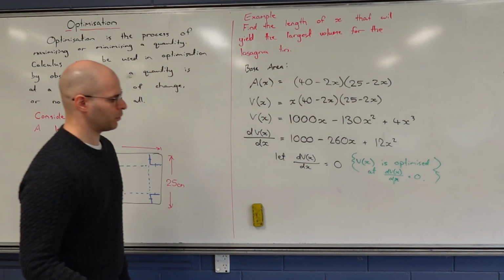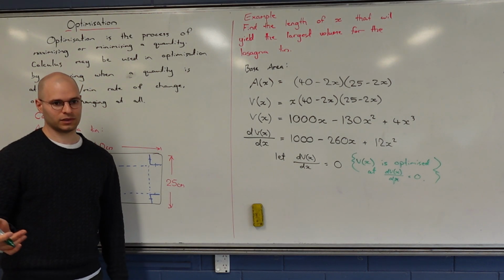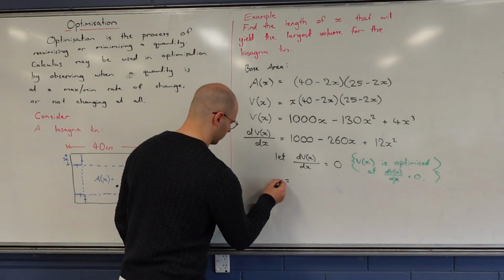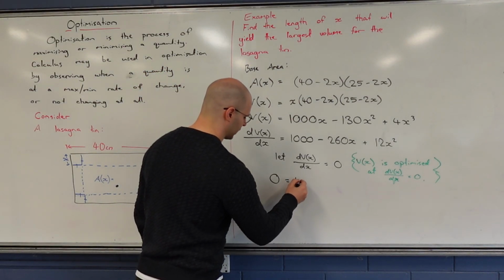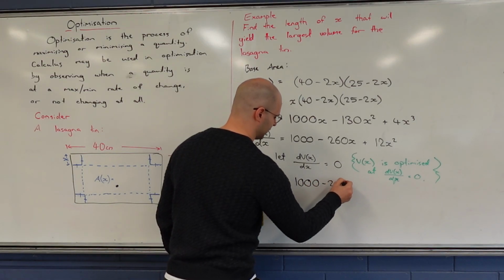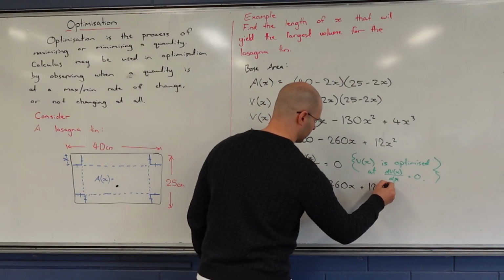V of x is optimized at dV of x over dx equals 0. So we end up getting this equation over here. 0 equals 1,000 minus 260x plus 12x squared.